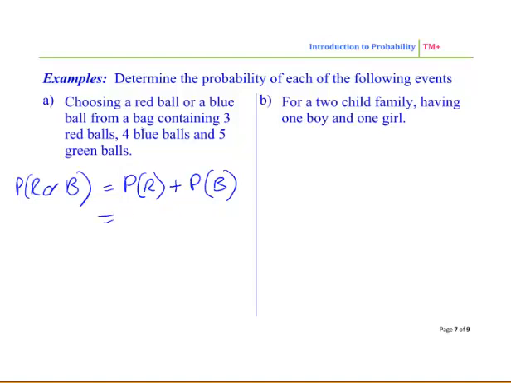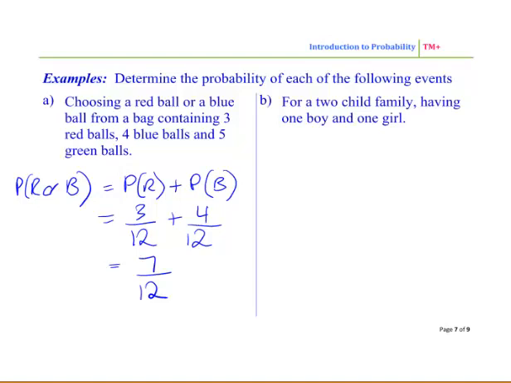So the probability of red, we've got 3 red balls. How many have we got in total? 3 plus 4 is 7, 7 plus 5 is 12. So the probability of red is 3 over 12. The probability of blue is 4 over 12. So 3 plus 4 is 7 over 12. Much quicker.